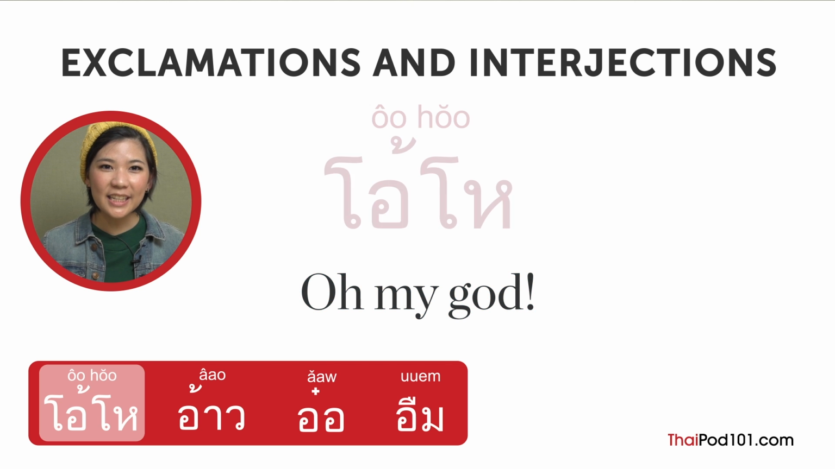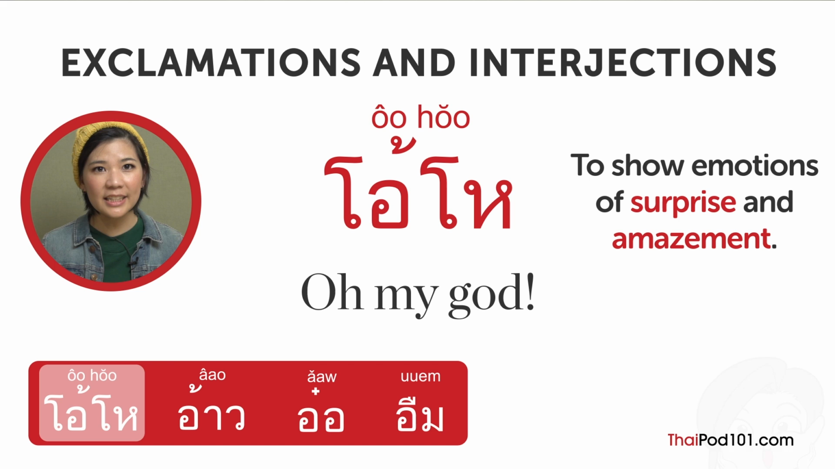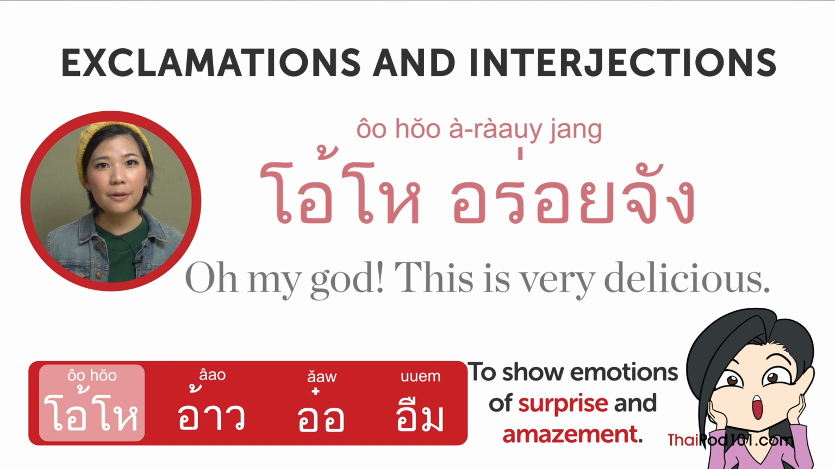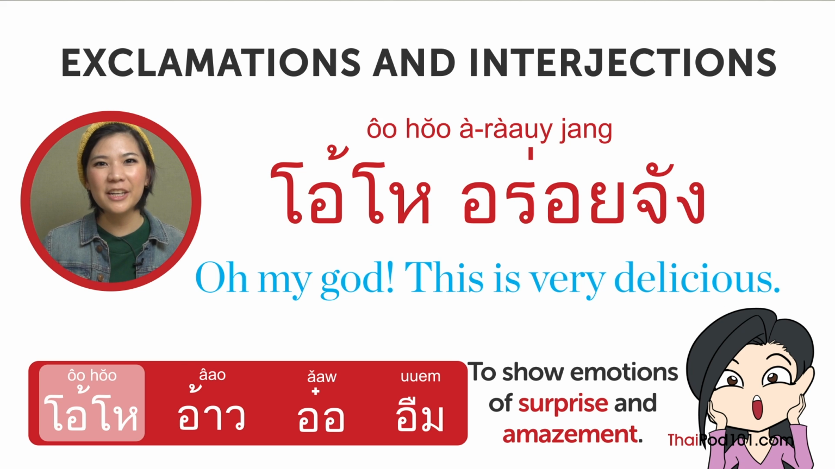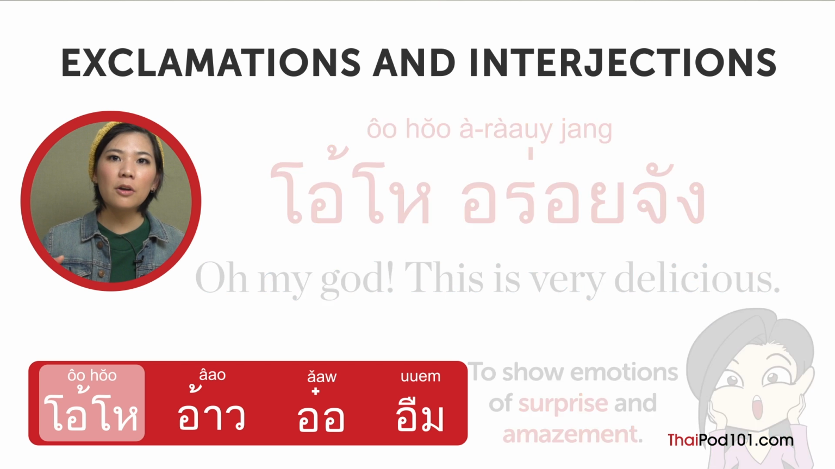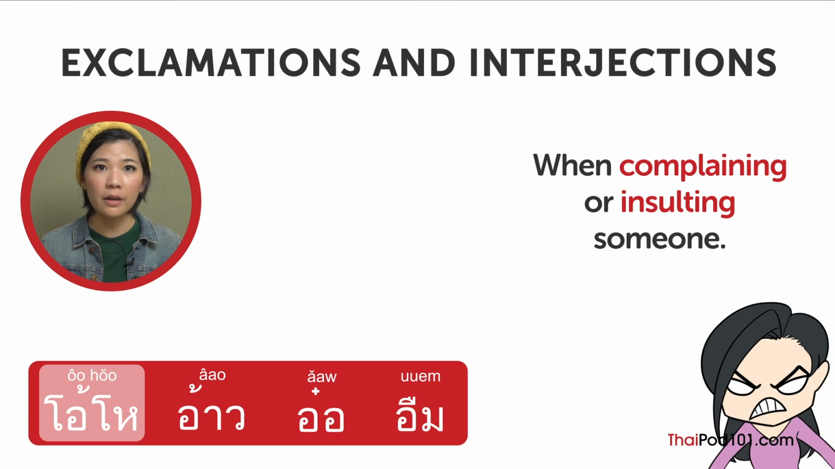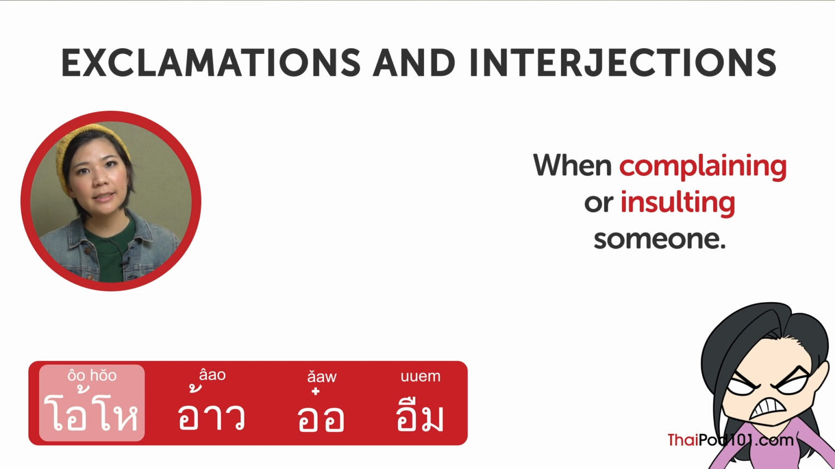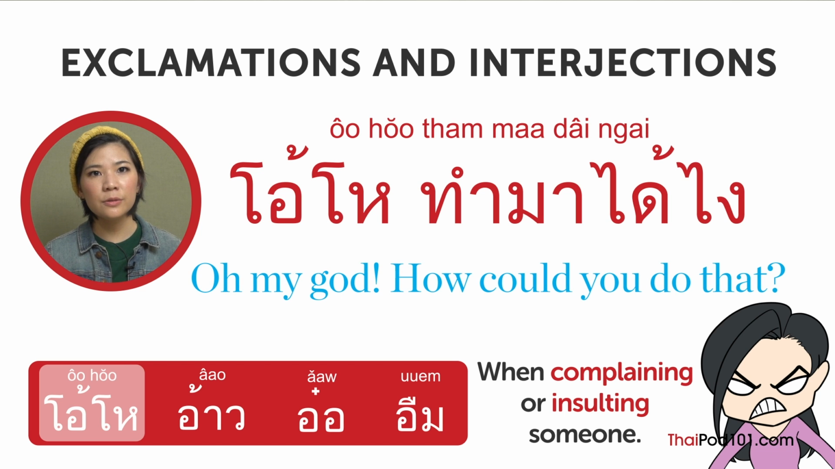In Thai, we say "โอ้โห." This is to show emotions of surprise and amazement. For example, "โอ้โห อร่อยจัง, Oh my God, this is very delicious." In a negative context, such as when complaining or insulting someone, you might also use this exclamation. For example, "โอ้โห ทำมาได้ไง, Oh my God, how could you do that?"